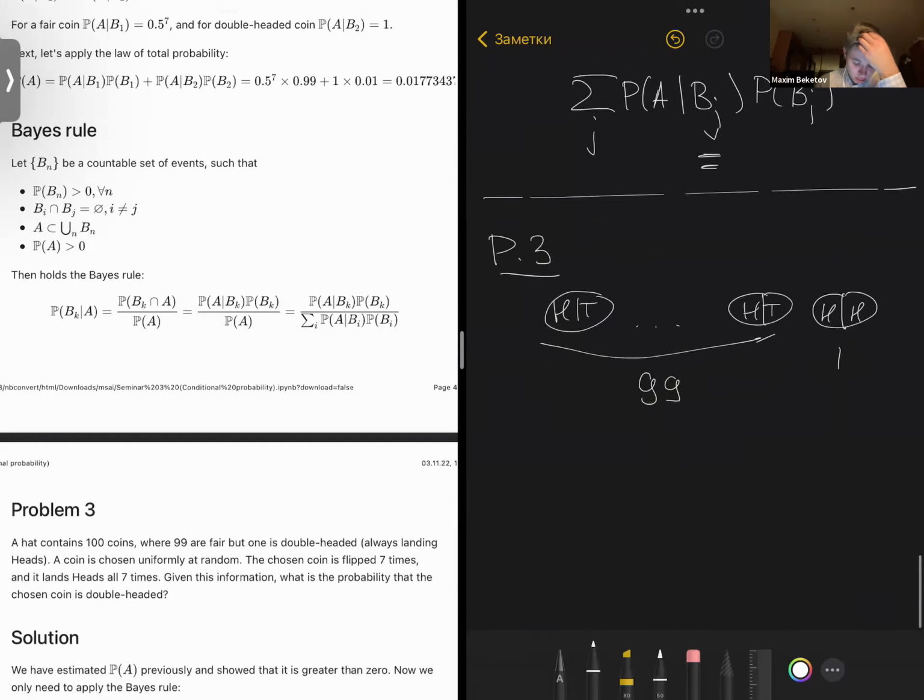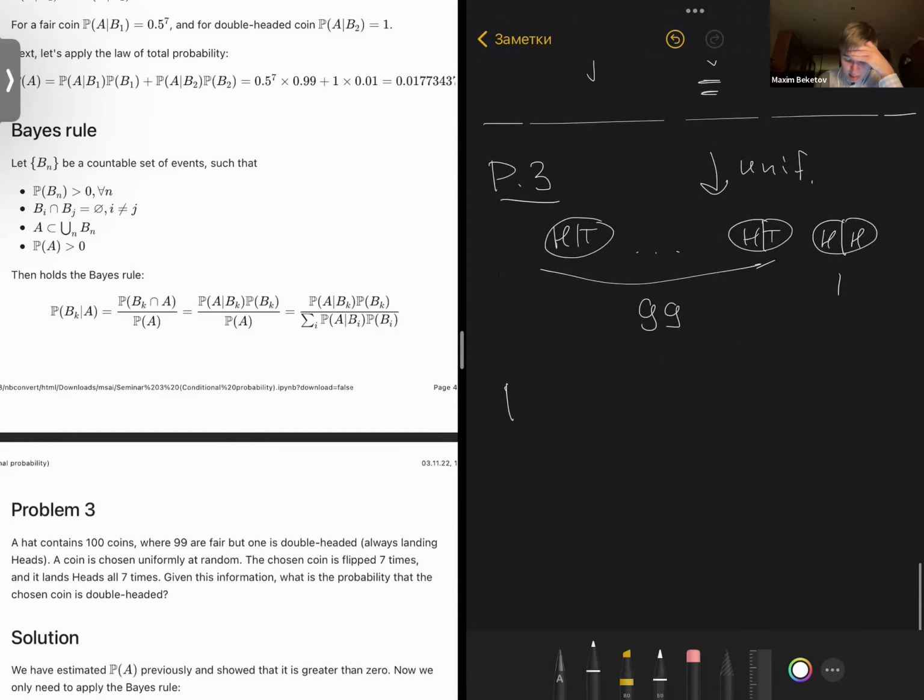A coin is chosen again. You uniformly choose a coin, and then you flip this coin 7 times and you see that you've seen 7 heads. Now you want the probability that it was coin number 100. Okay, so we've chosen again. Bi is the event that we've chosen coin i.